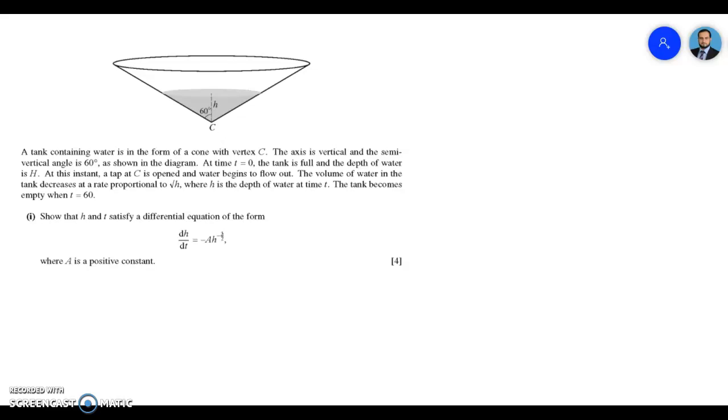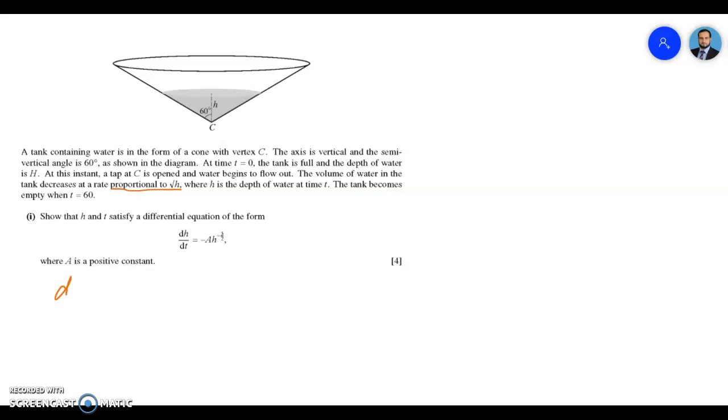In this video, we're going to look at one question from 2013 differential equation. So it says a tank containing water in the form of a cone with vertex C. The axis is vertical and the semi-vertical angle is 60 degrees. At time t0, the tank is full and the depth of the water is h. At this instant, a tap at C is open and the water begins to flow out. The volume of the water in the tank decreases at a rate proportional to square root h.